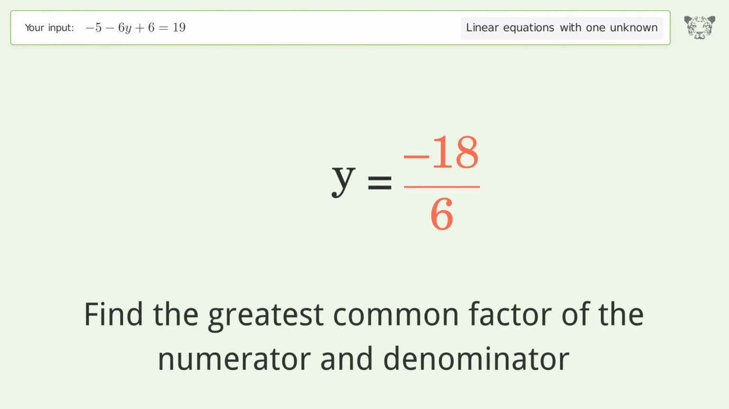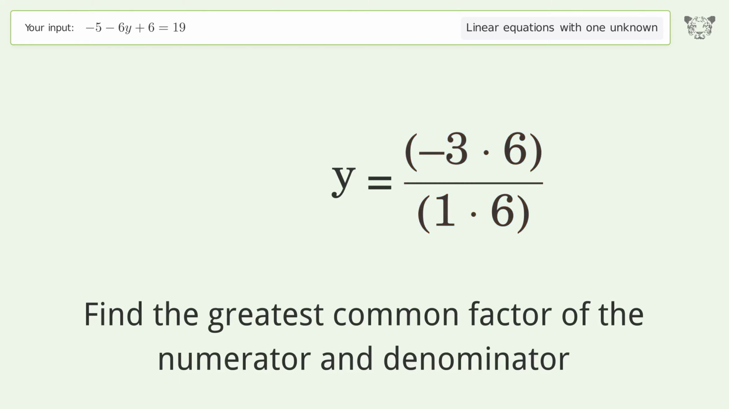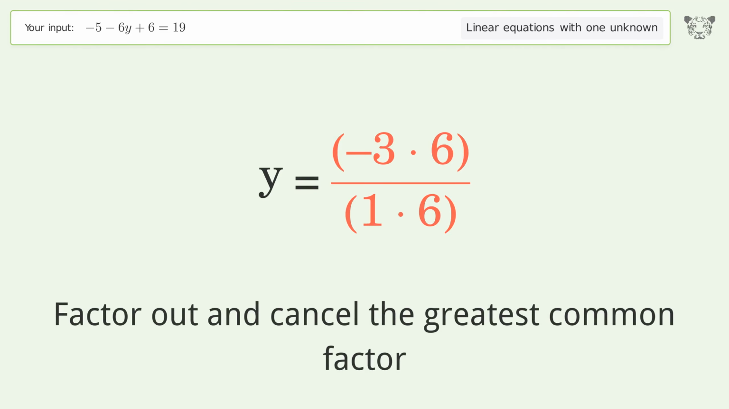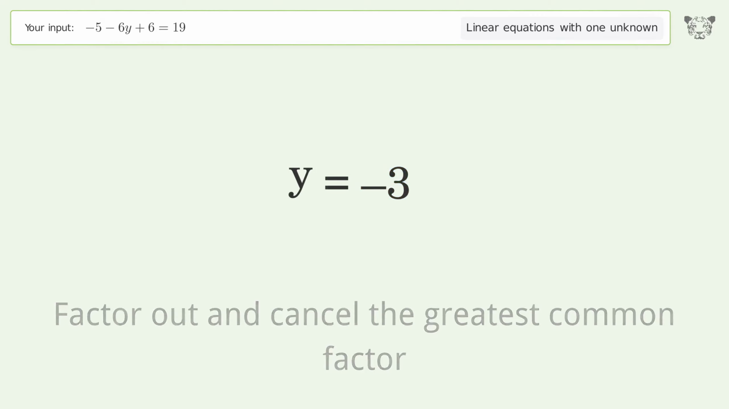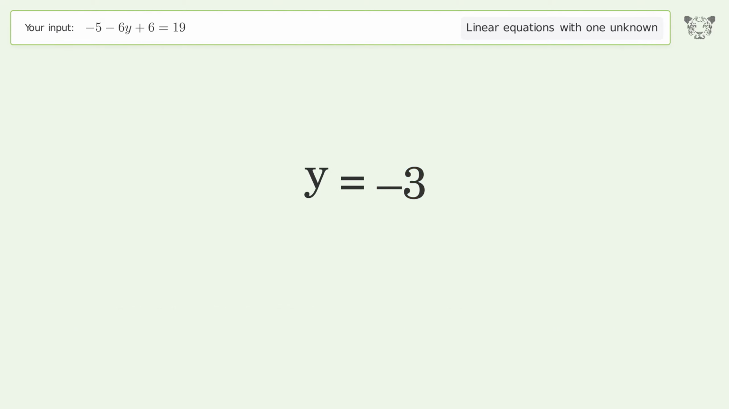Find the greatest common factor of the numerator and denominator. Factor out and cancel the greatest common factor. And so the final result is y equals -3.